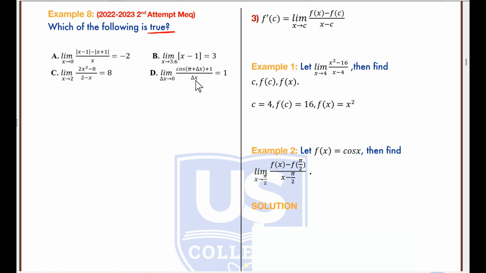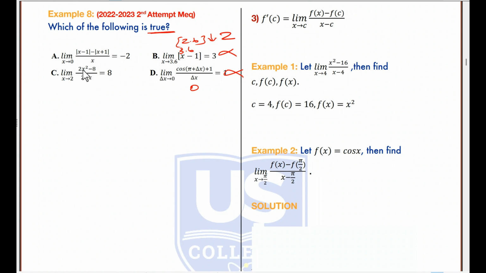Option D, we just solved it. The result was 0. So it's not 1, it's false. Option B, it's the greatest integer function, you substitute 3.6, the number that x is approaching, for x. It's 2.6 in the bracket. So remember, for the greatest integer function, the number should be rounded down to the nearest integer. When you round 2.6 down to the nearest integer, it's 2, not 3, so false.